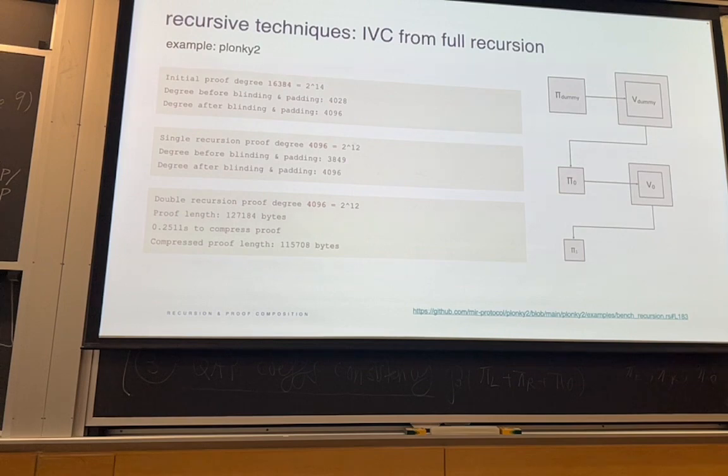Why does recursion shrink the size of the proof? It's because the verifier is sublinear in the size of the statement being proven. So each time you're verifying a smaller thing.